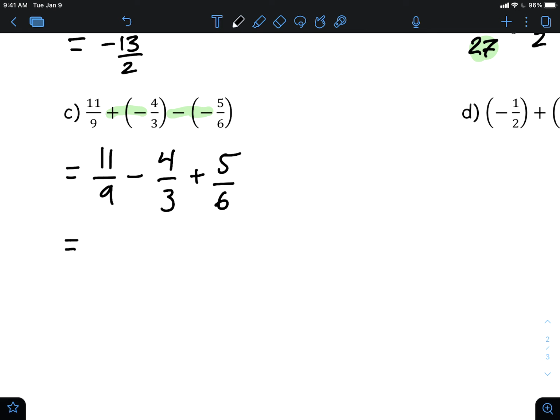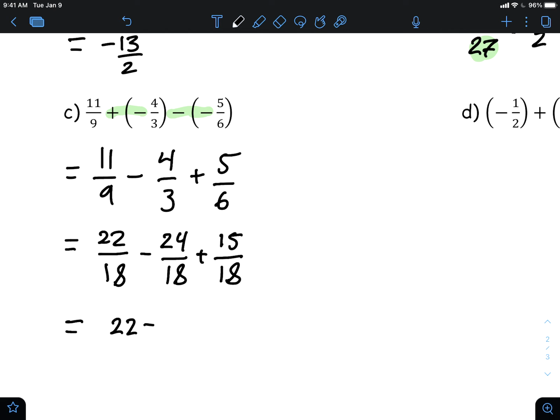So the 9 we multiply by 2, so that's 22 over 18. And then the 4, we need to multiply that by 6, so that's 24 over 18. And then the 5, we just multiply by 3. So we've got 15 over 18. And now that we've got 3 things that are all over the same denominator, we can add them all at once. So I'll just show you how that looks. 22 minus 24 plus 15, all over 18.